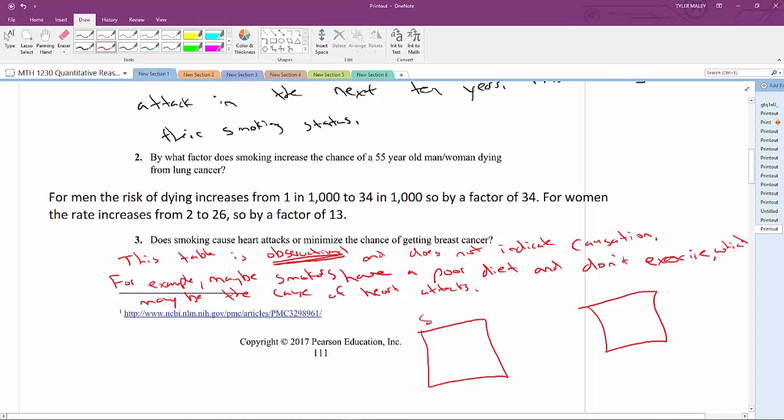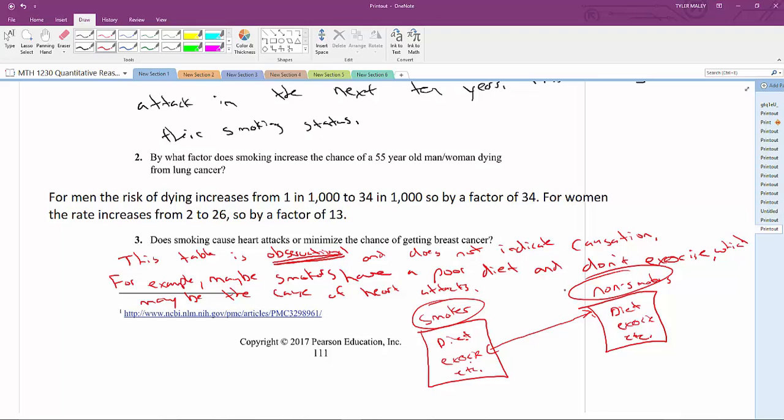So over here, maybe we have smokers. And over here, we have non-smokers. Right? So we would need to keep all other factors the same, right? So diet, exercise, etc. Diet over here, exercise, etc. So we keep the diet, the exercise, and all the other factors the same between the groups. And then we're trying to test, does smoking have an effect on getting heart attacks? So does smoking cause more heart attacks, right?